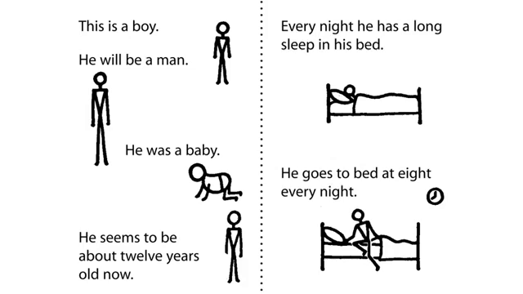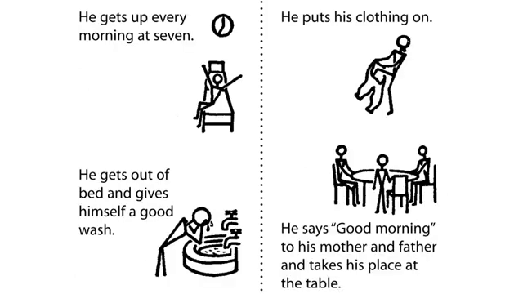This is a boy. He will be a man. He was a baby. He seems to be about 12 years old now. Every night, he has a long sleep in his bed. He goes to bed at 8 every night. He gets up every morning at 7. He gets out of bed and gives himself a good wash. He puts his clothing on. He says good morning to his mother and father and takes his place at the table.